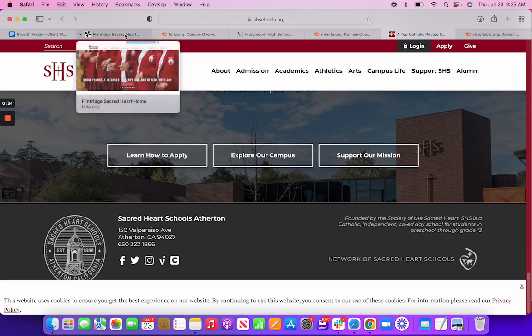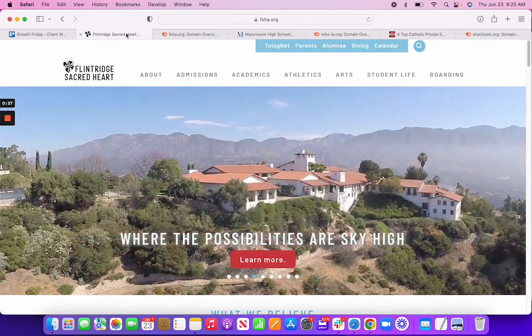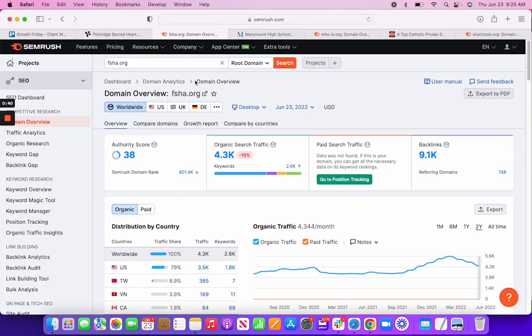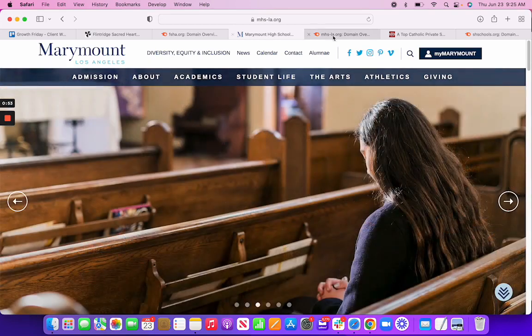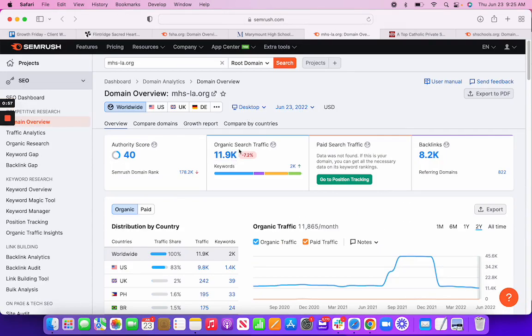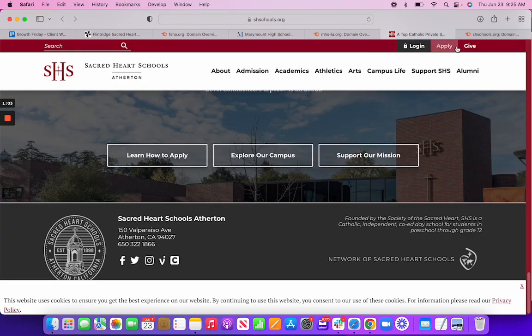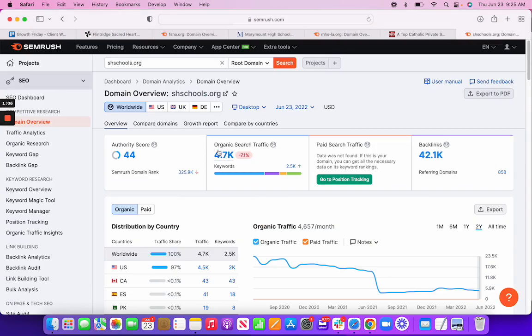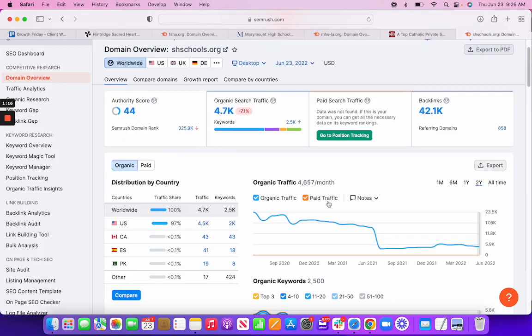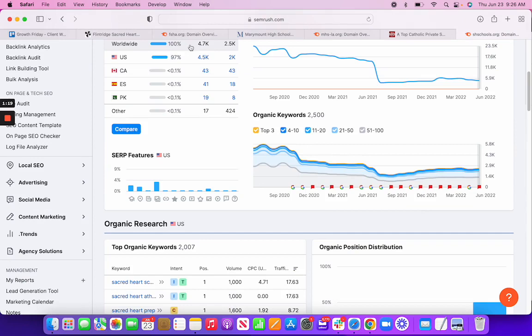They have similar keywords that they're ranking for, and their traffic is comparable to what you're acquiring right now. For Flintridge Sacred Heart, in the last 30 days you've had 4,300 organic searches to the website, which is pretty good. That's a substantial amount of traffic. But for Marymount, they've had a little bit more, about 12,000, and then for the other school, Sacred Heart Atherton, they're doing about 4,700. So they actually dropped significantly in the last year. They were sitting at about 18, fluctuating. But the way that they're able to do that is by optimizing particular landing pages on their website.